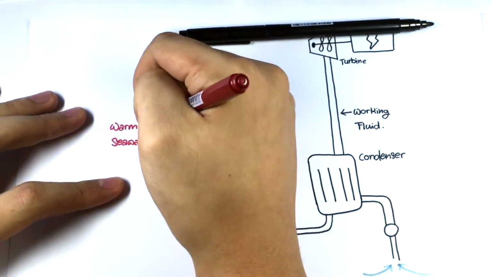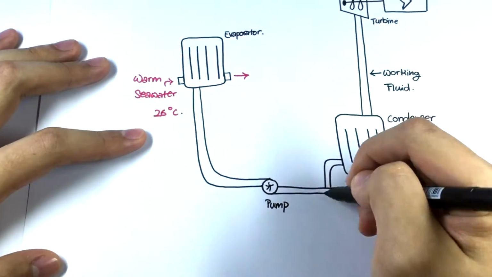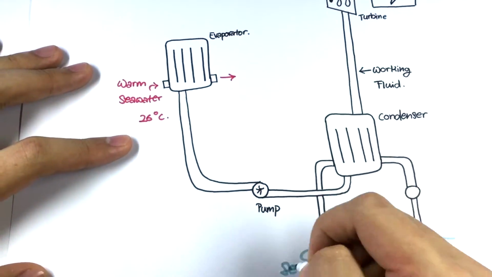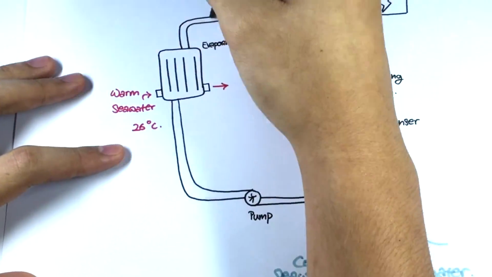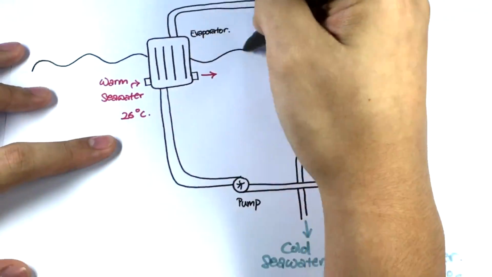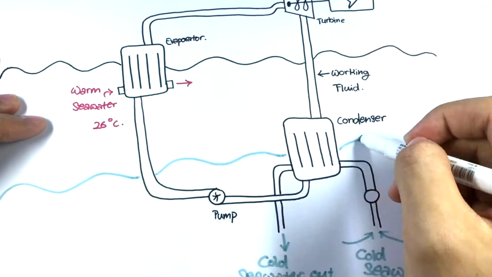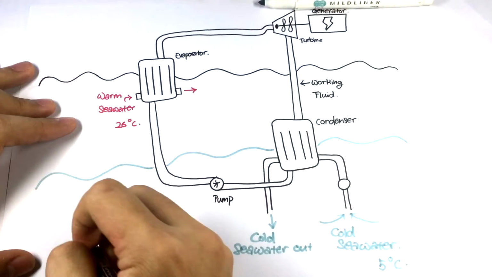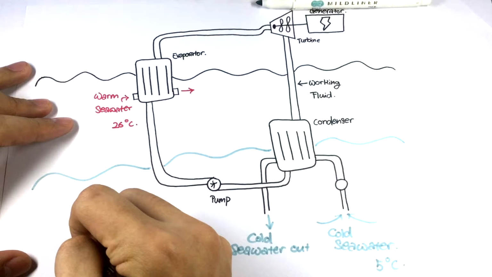The vapor then goes into the condenser to be cooled, where the temperature of the seawater is 5 degrees Celsius. It is then pumped back into the evaporator to vaporize the fluid, where the temperature of seawater is 26 degrees Celsius. This creates a continuous electricity generating cycle. Moreover, to increase the efficiency of the turbine, a larger temperature difference would be better.